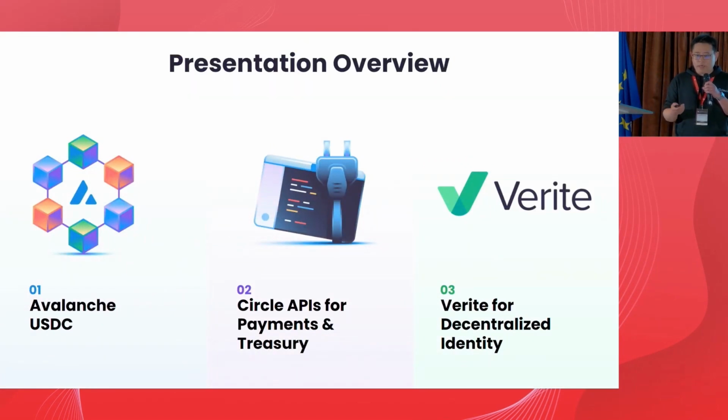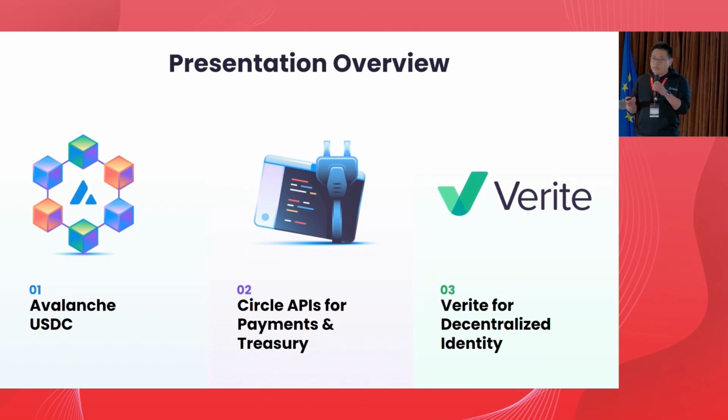So this is the agenda for this talk. First, we're going to talk about USDC and the native implementation of USDC on Avalanche. And then we're going to talk about Circle API. Basically, Circle API allows you to do both the traditional fiat rail payment processing, but also on-ramp, off-ramp, payment payout. So there's a lot of stuff Marcus is going to cover.